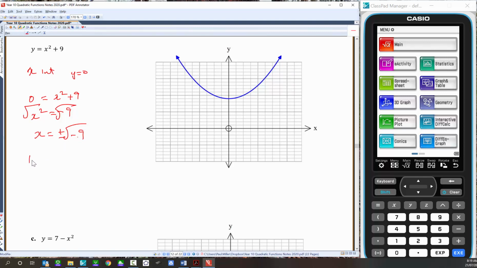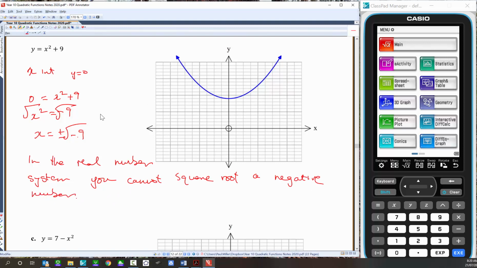So we're going to note that in the real number system, you cannot square root a negative number.